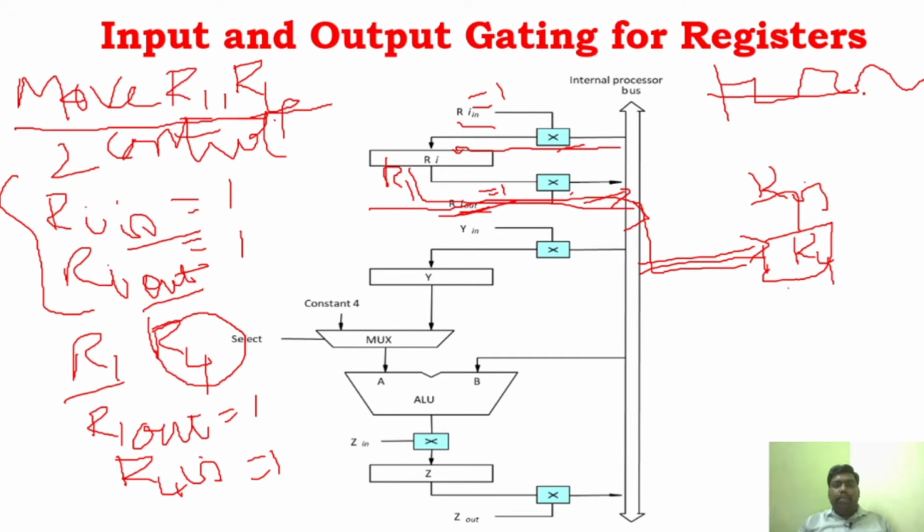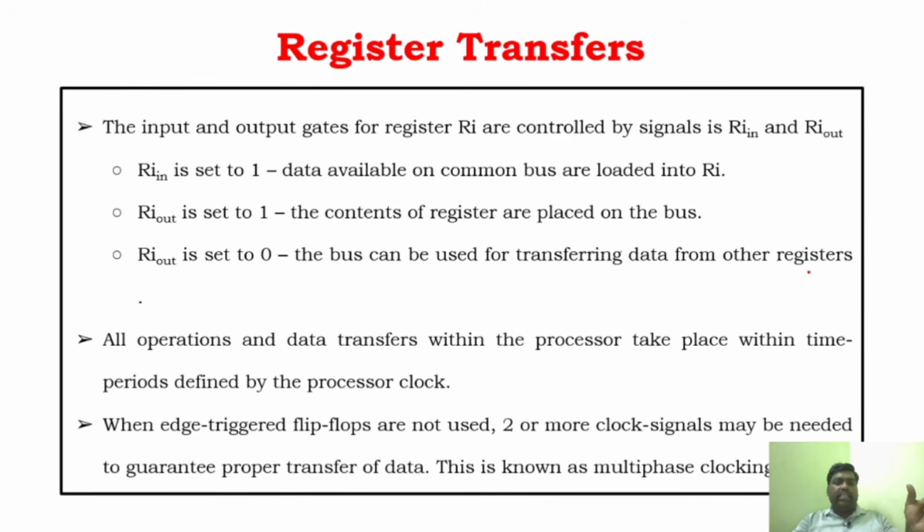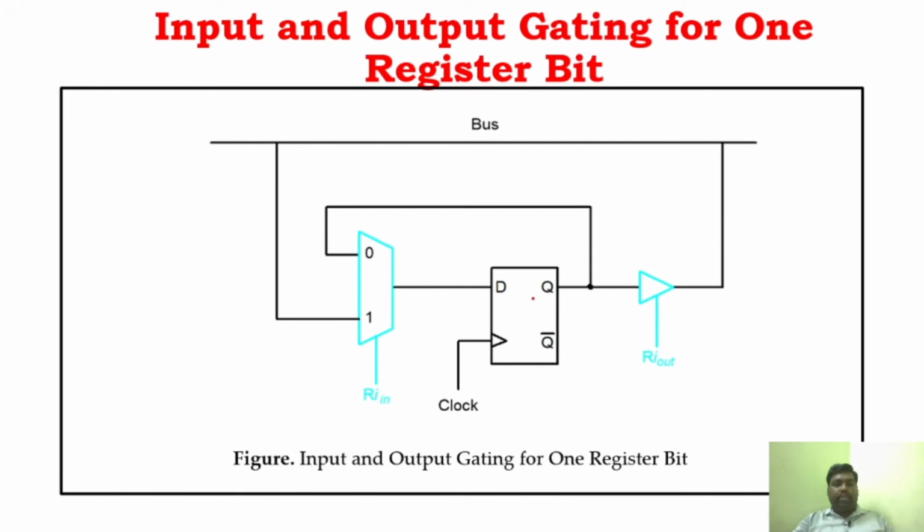So far clear? Now you have to understand how the data, you can see here, the content of this particular register R1 is moved to the internal bus. Now from this internal bus, how is the data loaded into R4? The registers have flip-flops. So the implementation of a register, you can see here, this is the register implementation, and every data transfer takes place through it.